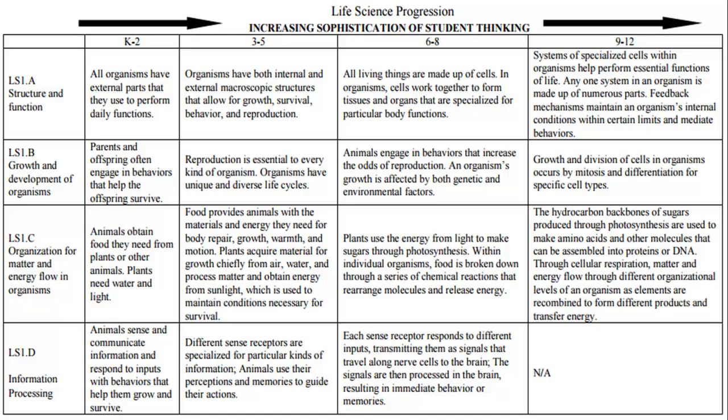Now, for grades 3 through 5, students are exploring how different sense receptors are specialized for particular kinds of information and how animals use their perceptions and memories to guide their actions. So, moving forward, we need to understand what senses are. It would be good to review the senses not only for your students, but for yourself as well. To remember that we're talking about touch, smell, hearing, sight, those sorts of things. And how does our body have structures that can respond to those things? And then how do those structures allow information to reach the brain so that we can adequately reply to those impulses?